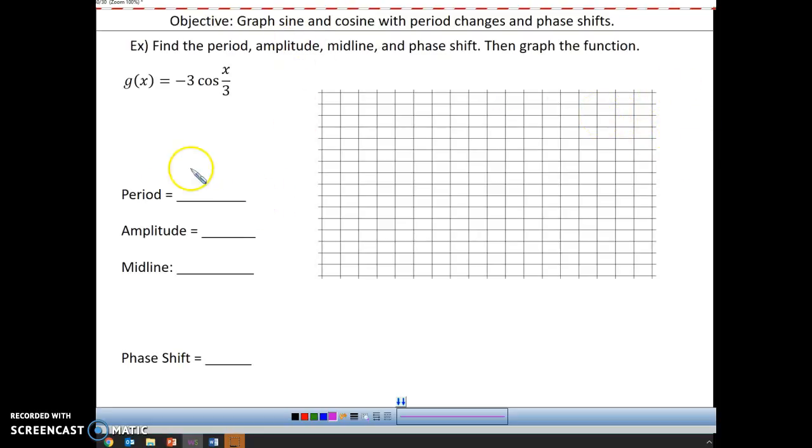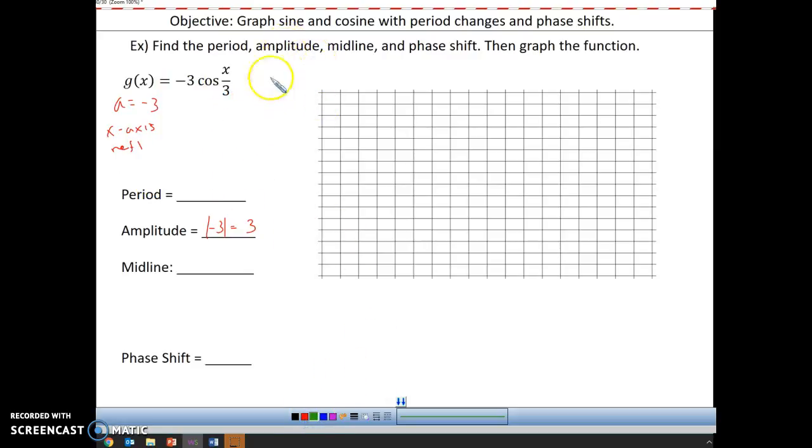So the first thing that generally people do is you would want to identify your amplitude, which is your A value. Here you have an A value that is -3. So your amplitude is the absolute value of that. So that's 3. It's also important to note that with a negative value, you're going to have x-axis reflection right off the bat. So I know those things.